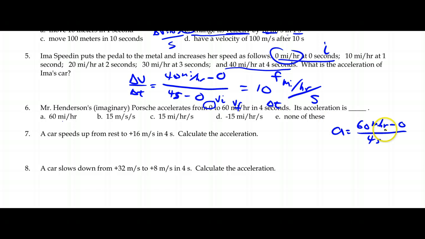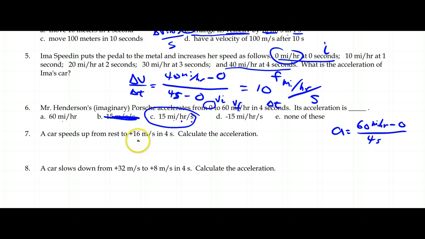It is miles per hour per second. Okay, it's not meters per second. It's miles per hour every second that he travels. So if you just kind of think that one through, at first he was at 0. 1 second later he went up to 15. Another second later he was at 30. Then he was up to 45, and finally after 4 seconds he was up to 60. If he can maintain that acceleration, then 1 second later he'll be up to 75.